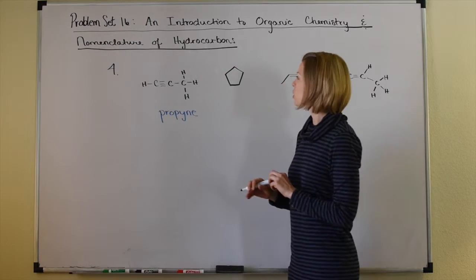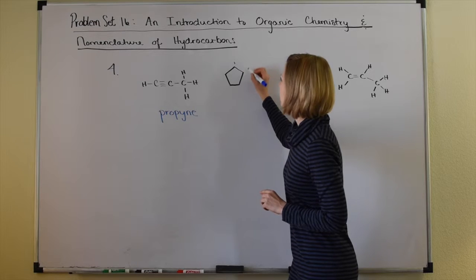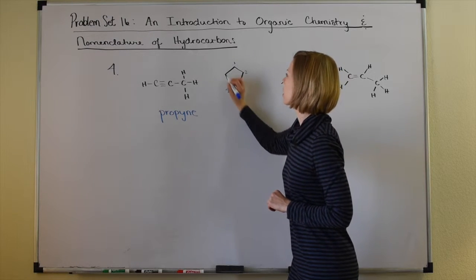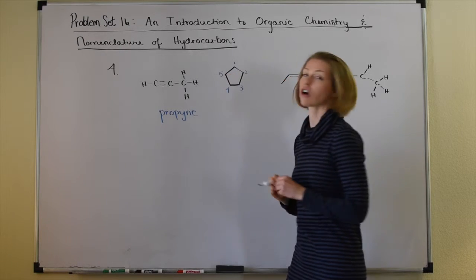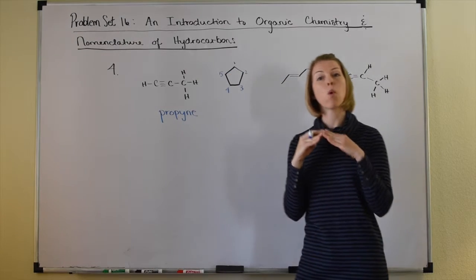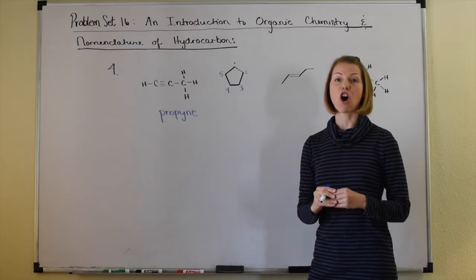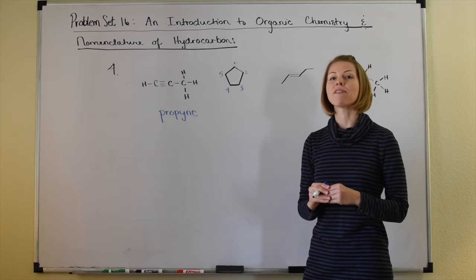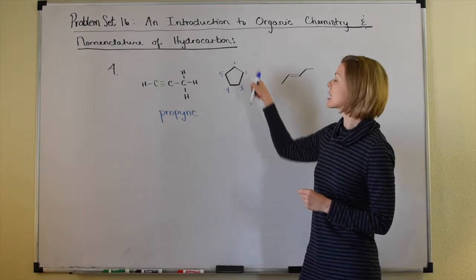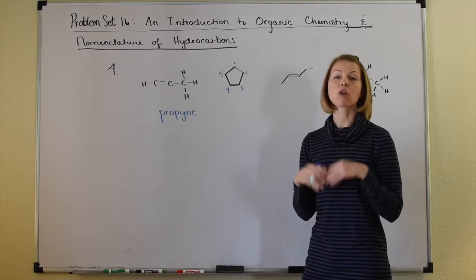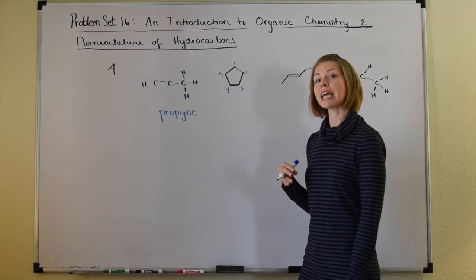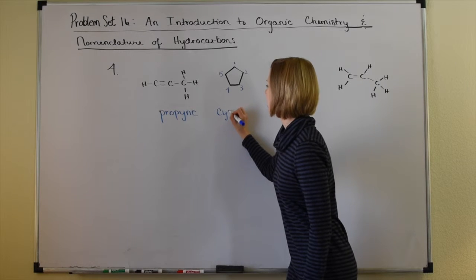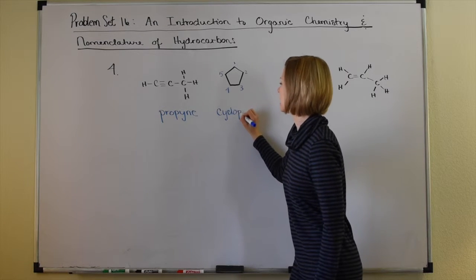All right, moving on to the second one. This is a line structure. We have 1, 2, 3, 4, 5 carbons. Remember, all of those points represent a carbon. They're all carbon-carbon single bonds. So we have a pentane, but it's connected in a cyclic ring structure. So we need to add the prefix cyclo to come up with our final answer, cyclopentane.